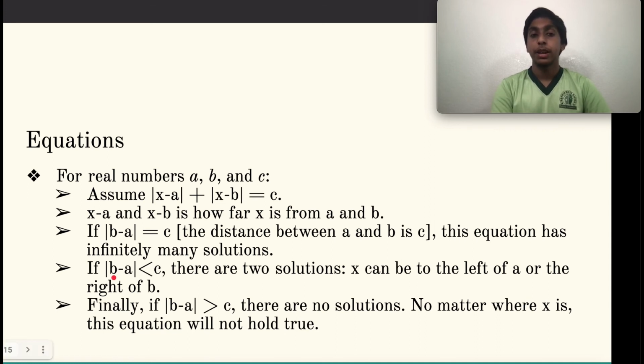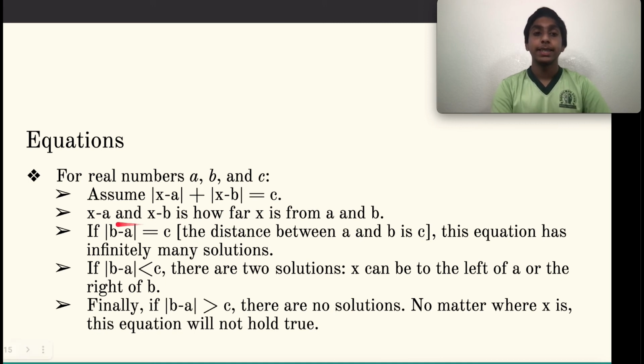If the absolute value of B minus A is less than C, then there are going to be two solutions. X can be to the left of A or to the right of B, so it has to be on one of the extremes. And finally, if the absolute value of B minus A is greater than C, then there are no solutions. No matter where X is, the equation will not hold true. And I have number lines for these, which I'll show you in just a second.